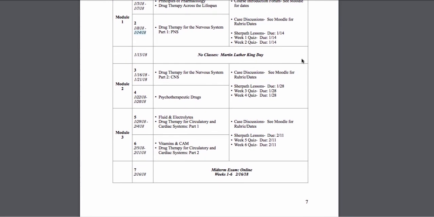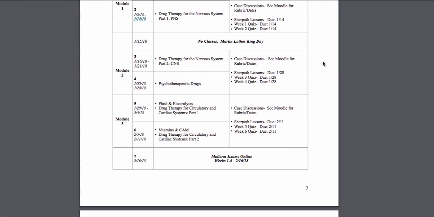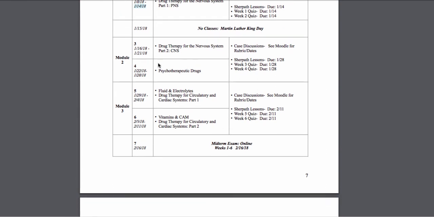The 15th is Martin Luther King Day, so there are no classes that day. Module 2 is when we start to look at the nervous system. I do try to put up a lot of information on it because the nervous system is one of those areas that is probably a little harder to understand. But it's an important area because it ties into a lot of drugs that we use, which is why we have to cover it towards the beginning of the class.